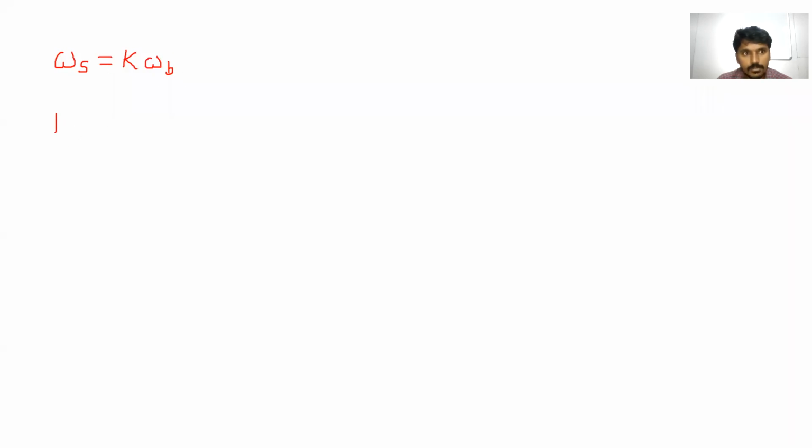So from this equation, which we have already discussed, I will repeat the same topic for 5 to 10 minutes, just 3 minutes. K is equal to omega s upon omega b. So here K is nothing but a constant value, which is also called the per unit frequency.